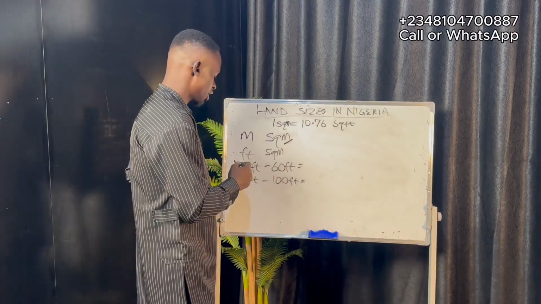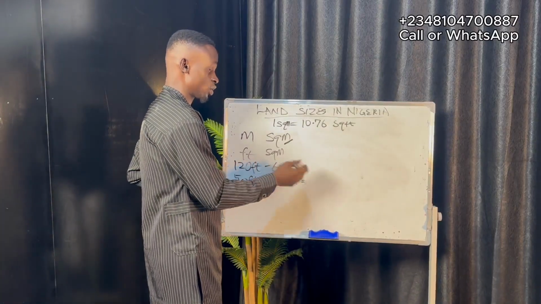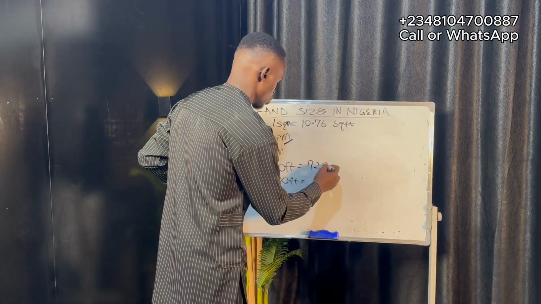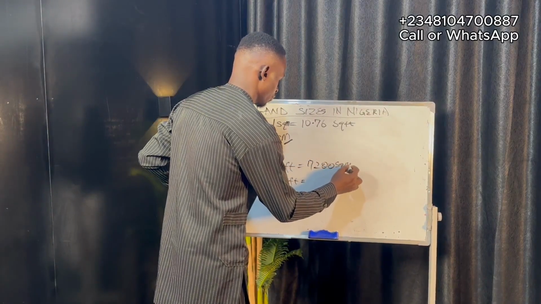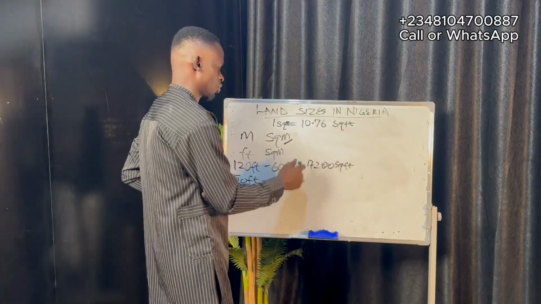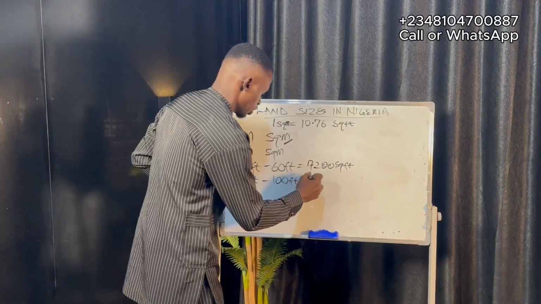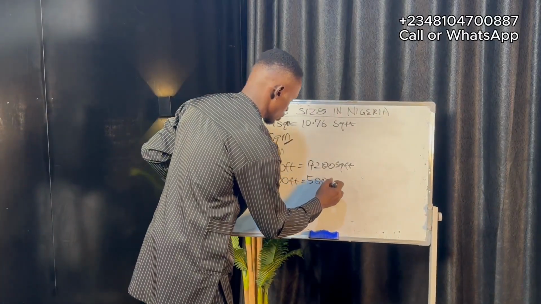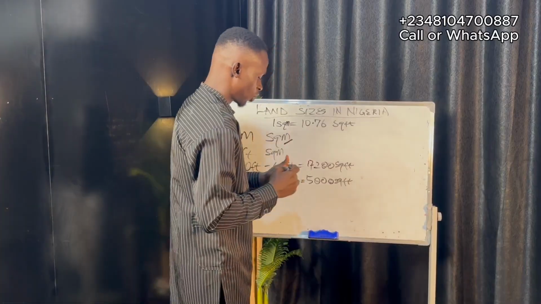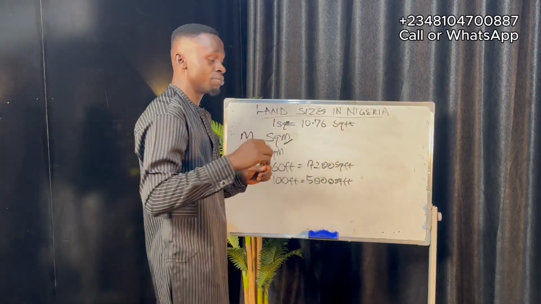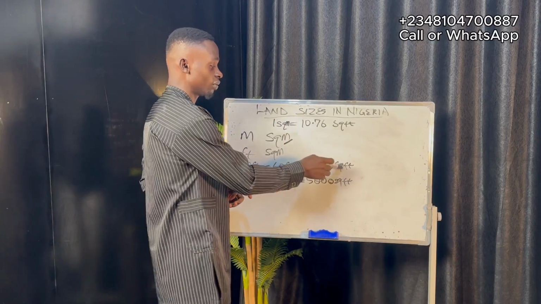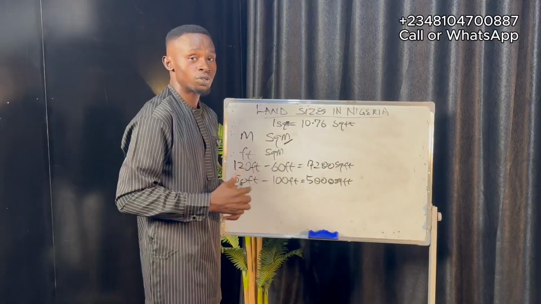For instance, I mentioned earlier that 120 feet by 60 is what is obtainable in Lagos. When you multiply these two, you should be getting around 7,200 square feet. I hope you understand why it is square feet, because it is feet by feet. That's why it is square feet. And then for places like Enugu, we'll be having about 5,000 square feet. Now when you convert this, I mentioned earlier that the major unit of measurement that we use is the square meter. So we're going to convert this and this to square meter so that it will help us in our calculation.